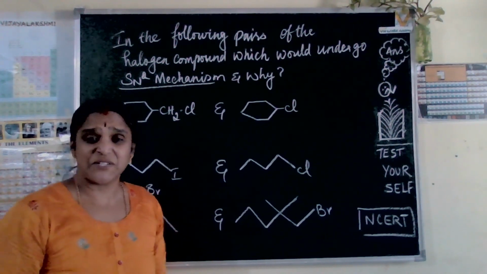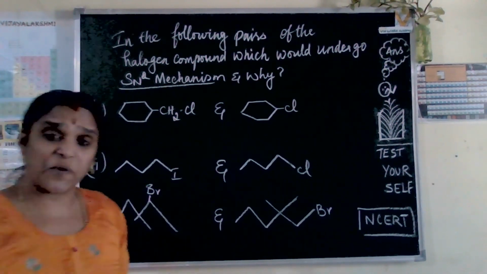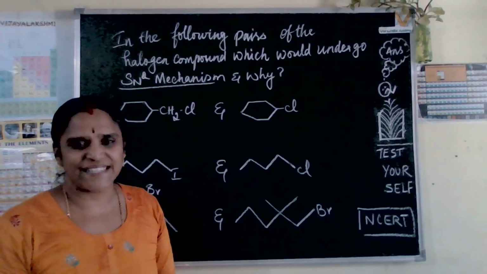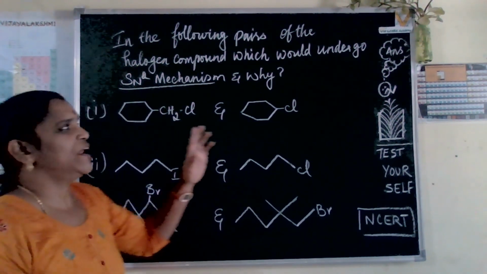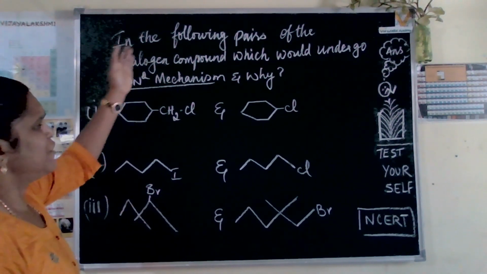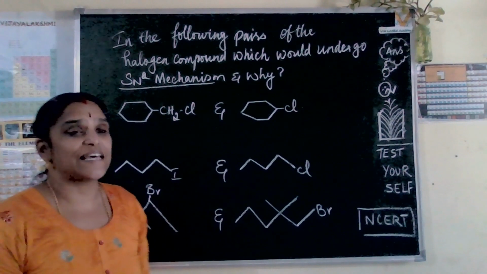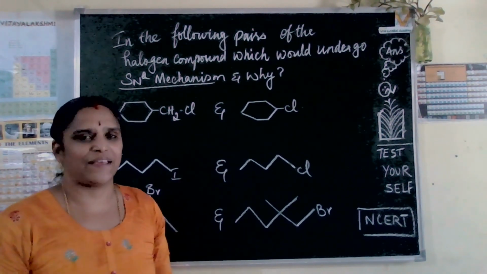Hello students, today we are going to learn some more questions which are asked from the board by NCERT. Okay, now come on, let us go. In the following pairs of halogen compounds, which would undergo SN2 mechanism and why?